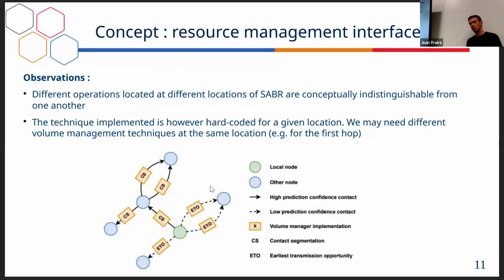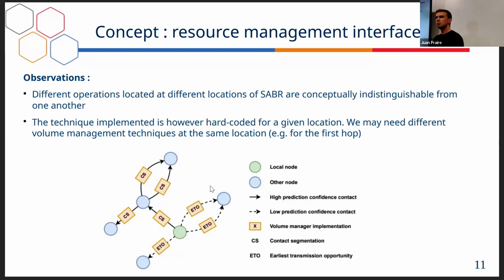For the integration of the volume management, as I said, we might want to use different volume management techniques at the same location. So for example, the first stop. The contact segmentation works very efficiently if the contact plan is accurate, because we drop the vision on the transmission queue. So if you have retransmission required by acknowledgement, like some packets were lost on the CLA level, then contact segmentation can be a bit less efficient. But if you have a long range link, then just use contact segmentation.